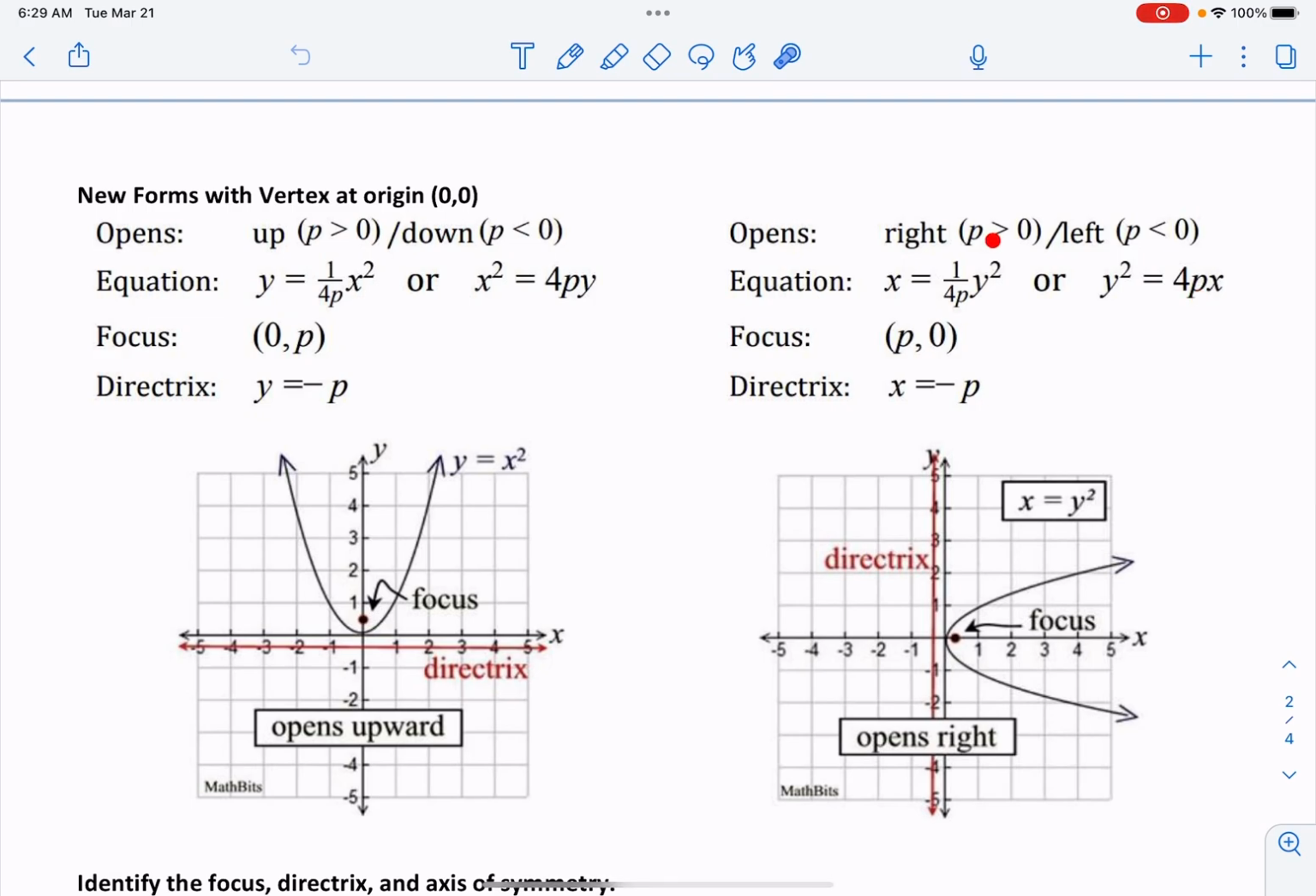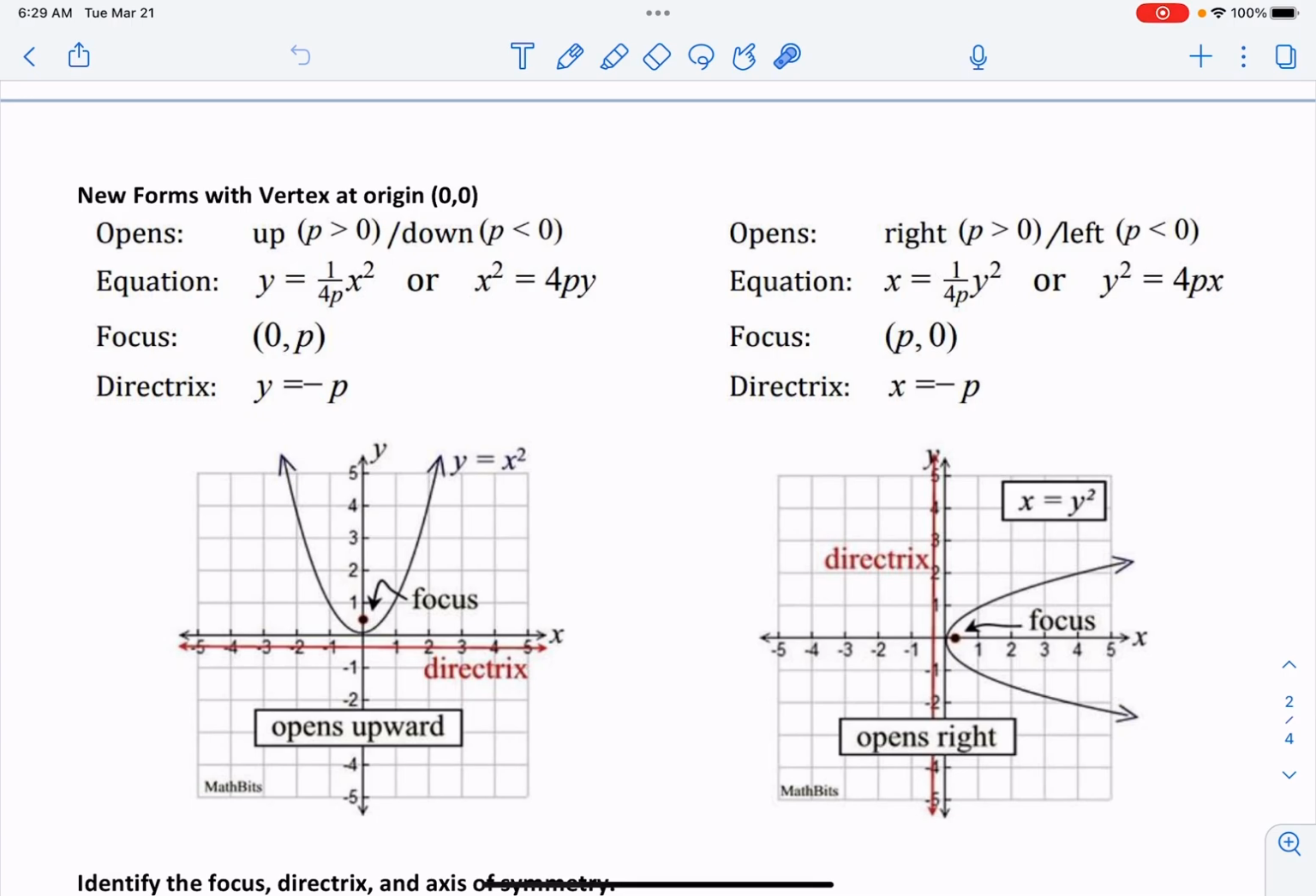So if the p-value is positive, meaning greater than 0, it's going to open to the right. Notice that the focus is still on the inside of the parabola. The directrix now is going to be vertical, because it has to be parallel to the focus here. And if the p-value is less than 0, then it's going to open to the left.